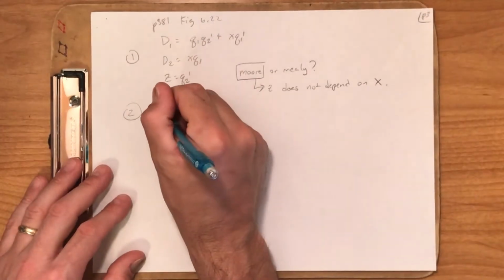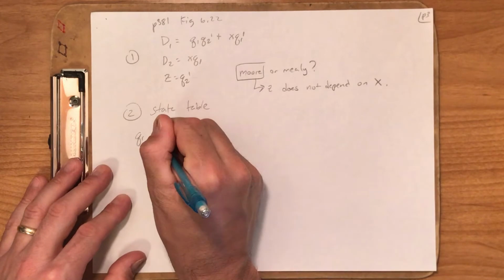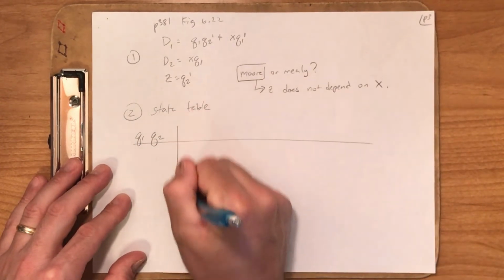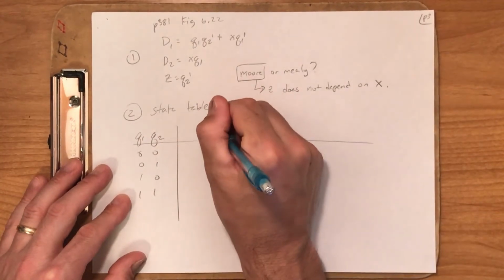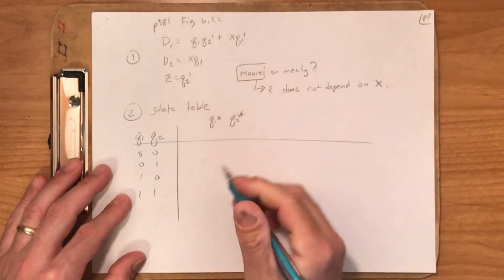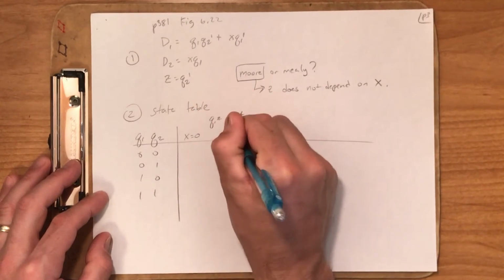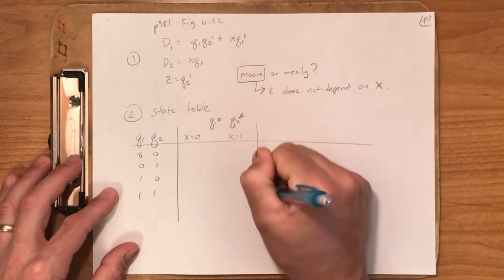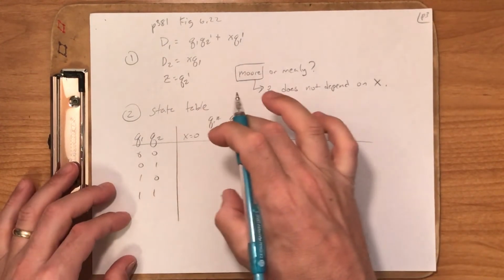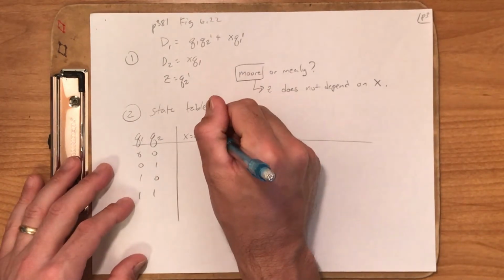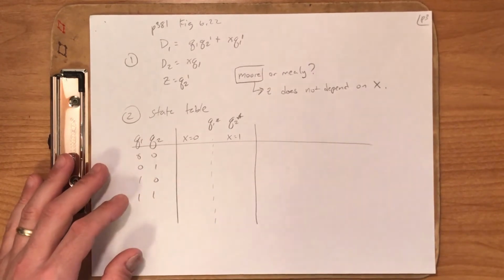Step 2. State table. A lot of the state tables I've put X over here. You can also split it up over here. Just understand what it means. I'm kind of condensing things. There's less rows because I'm splitting my X equals 0 and X equals 1 here. Now here, I don't know what these are. That's what I have to figure out.